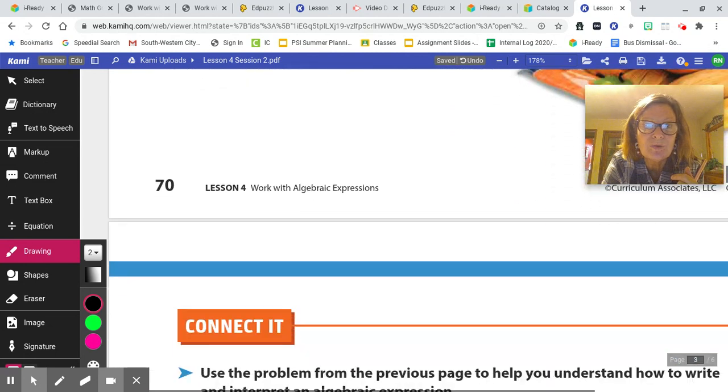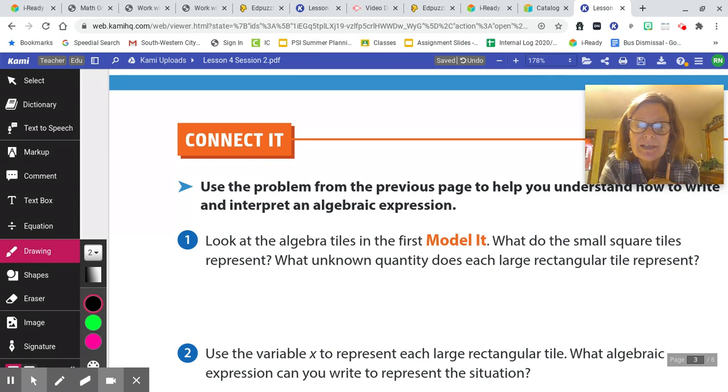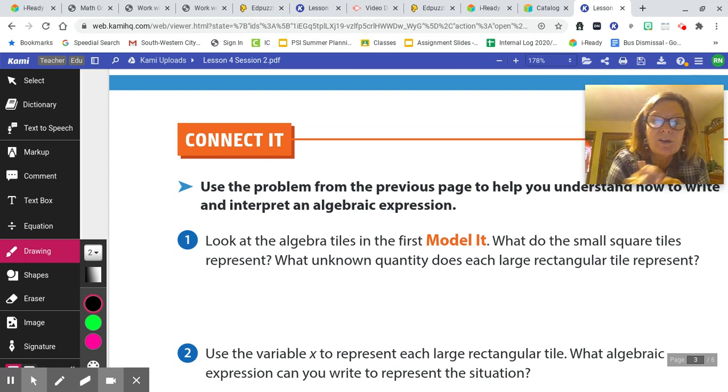If you keep going, we're going to look at the Connected. I want you to look back at the algebra tiles in the first model. What do the small square tiles represent? And I need to turn the page too if you haven't done so already. We are now on the Connected, which is page 71. So what do the small squares represent? You can go ahead and stop and write down the answer.